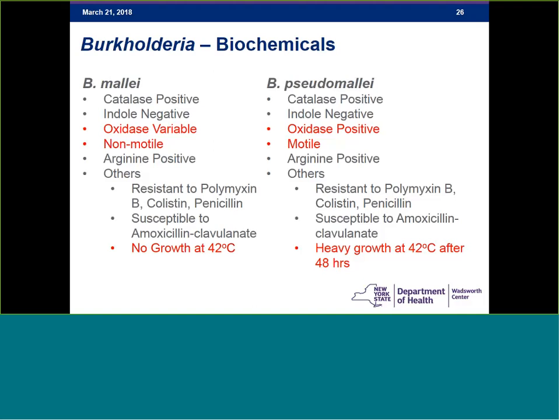Some other helpful tests for the identification and differentiation of these two organisms are their susceptibility to drugs such as polymyxin B, colistin, penicillin, and Augmentin, as well as their growth at 42 degrees. While the biochemicals and morphology characteristics for Burkholderia and the other organisms we have discussed in this presentation are helpful in their identification, please feel free to reach out to the Biodefense Laboratory should you encounter some biochemicals or characteristics that don't match the typical criteria.